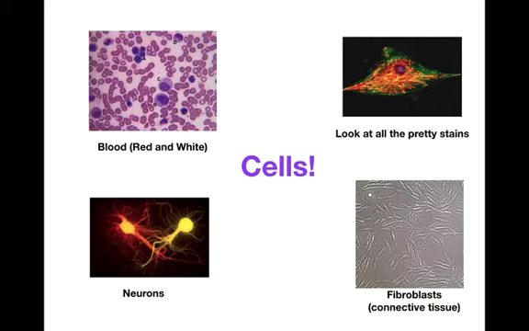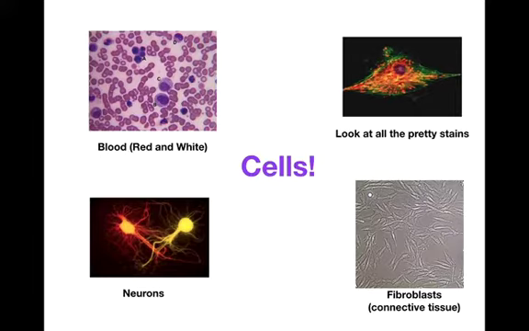These are cells. This is a blood cell. On the top right, you can see all the different stains that people can use for staining cells. The bottom left is neurons, so those are the cells of your brain. And then on the right, those are fibroblasts, which is the fancy name of cells that are part of your connective tissue, what holds you together. And so this is what cells look like.